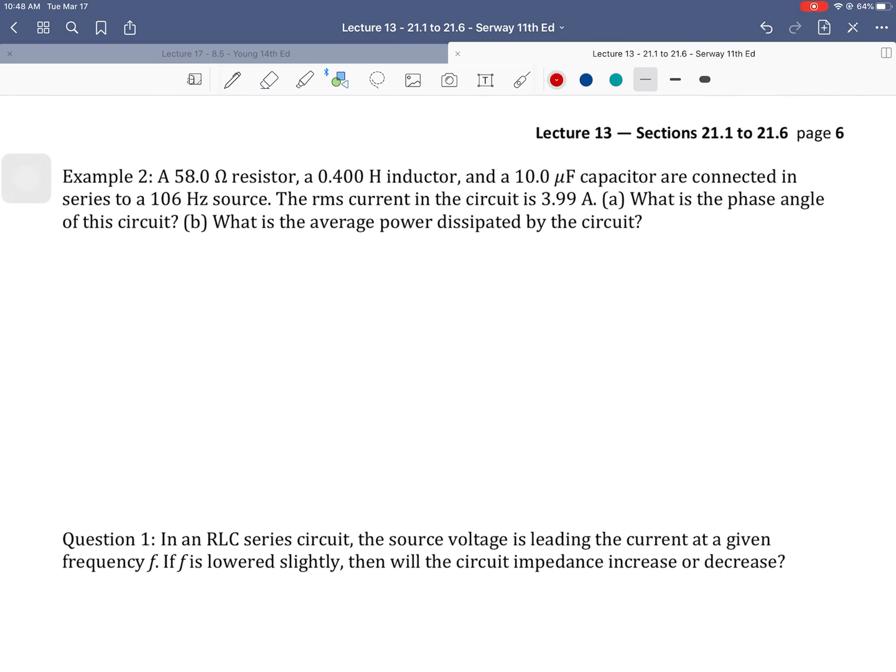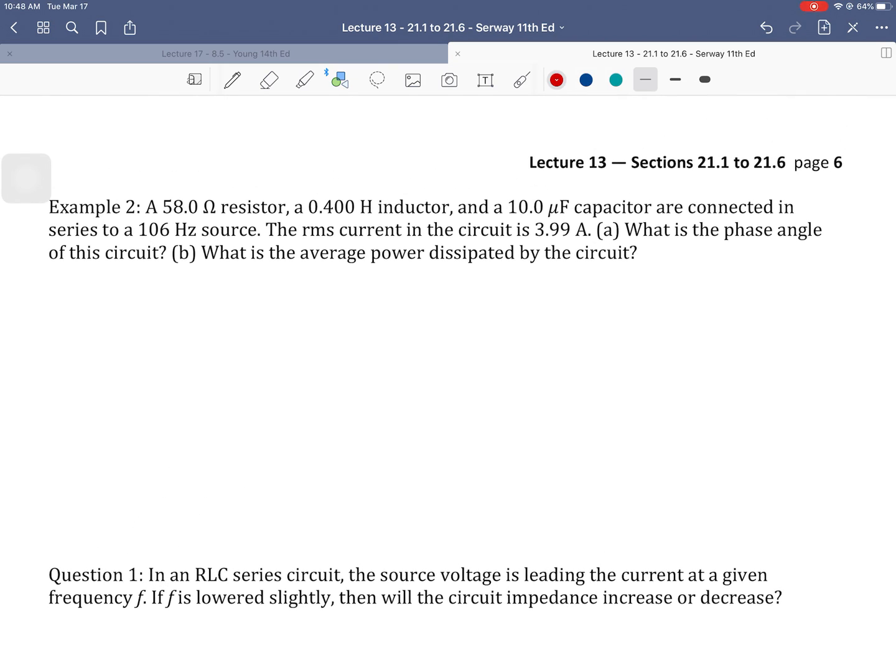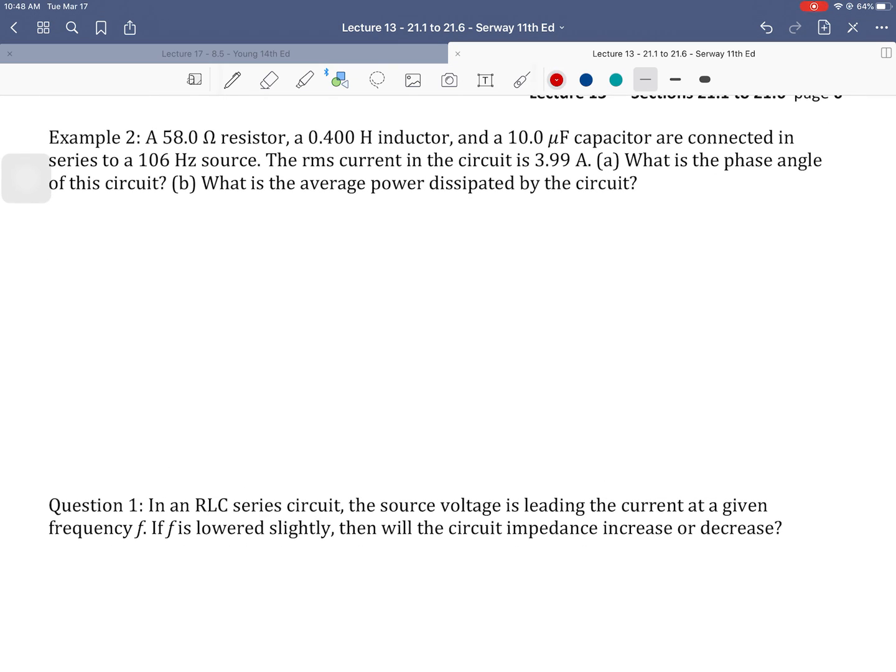Okay, so let's take a look at another example here. We have a circuit that has a 58 ohm resistor, a 0.4 henry inductor, and a 10 microfarad capacitor. They're connected in series to 106 hertz. The RMS current in the circuit is 3.99 amps. What is the phase angle of this circuit? And what is the average power dissipated by the circuit?